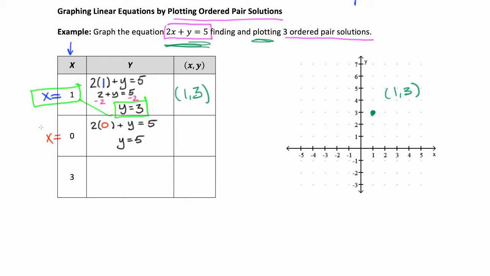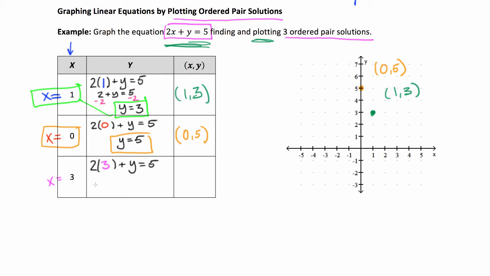And now these, x equals 0, y equals 5, are the two parts of an ordered pair. So I have (0, 5). Over 0, up 5. That's another point on my graph. And one more, x equals 3. So x equals 3. I have my equation, 2 times whatever my x value is, plus y equals 5. In this case, my x value is positive 3.